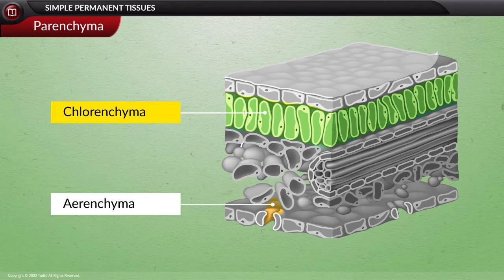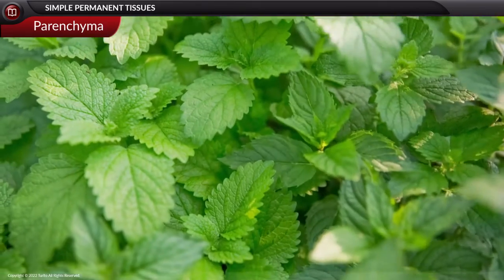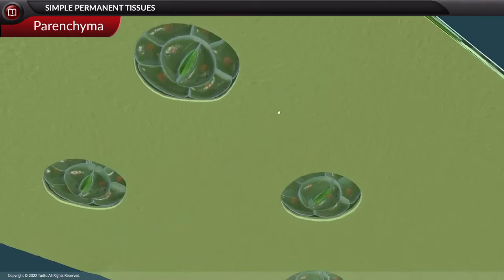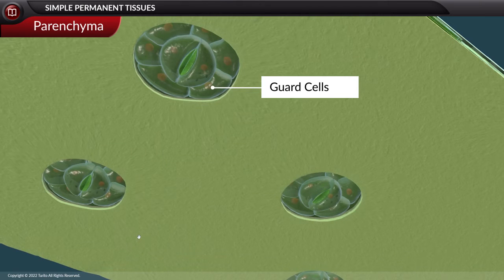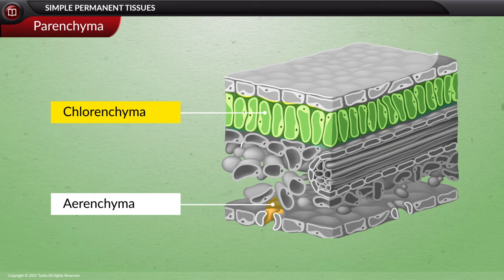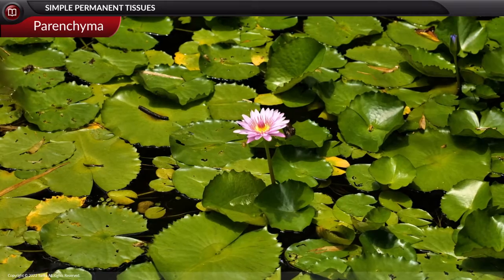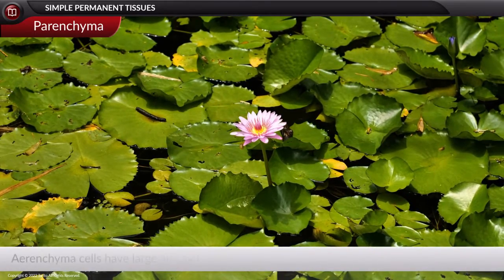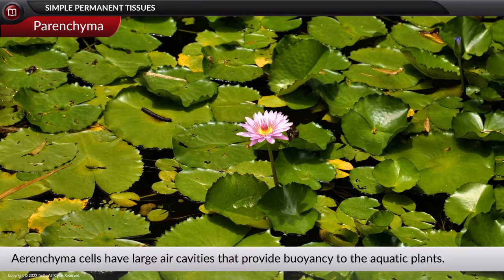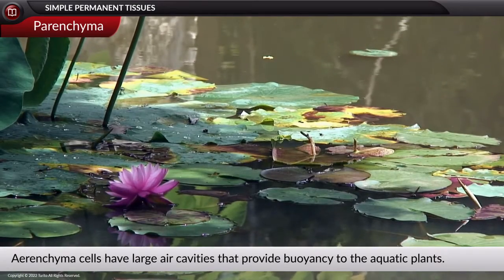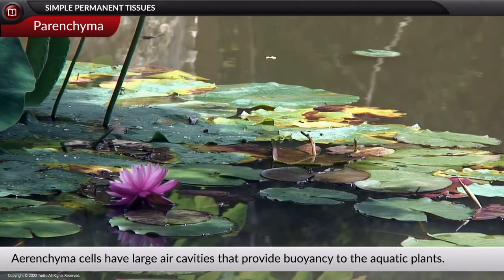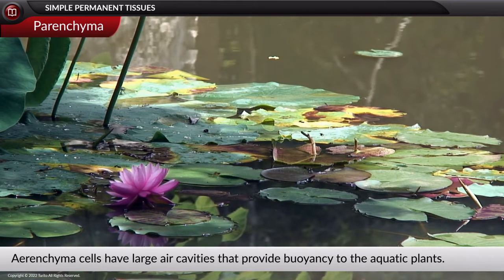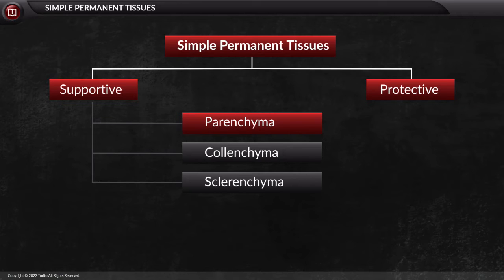Talking about chlorenchyma, it is photosynthetic in nature and is seen in guard cells of stomata. Another type of special parenchyma tissue is aerenchyma, which is seen in hydrophytes. Aerenchyma cells have large air cavities that provide buoyancy to the aquatic plants. These are the details of parenchyma tissue. Let us now discuss collenchyma.